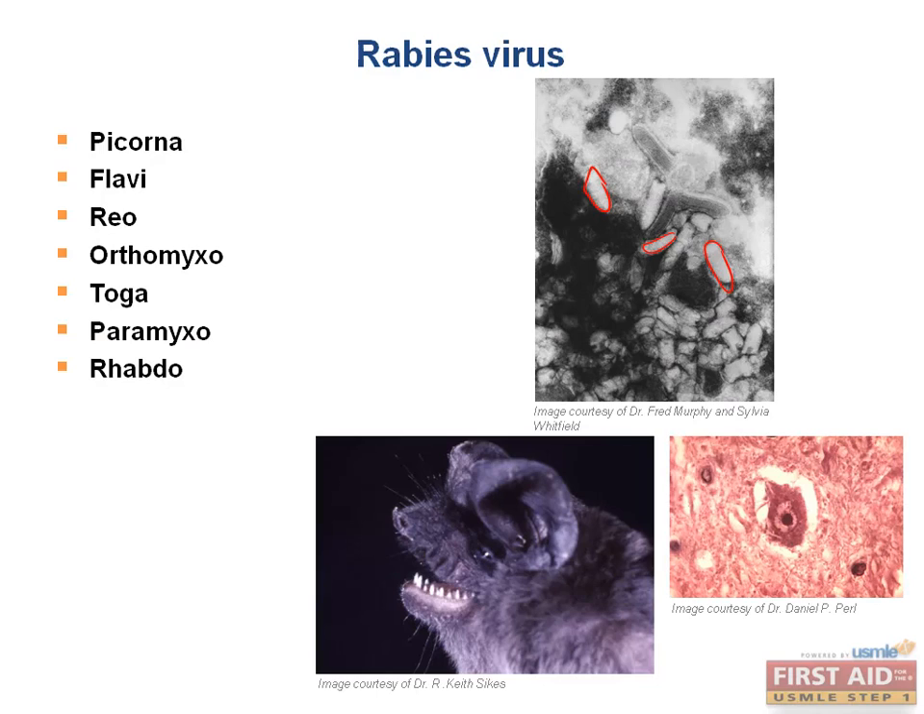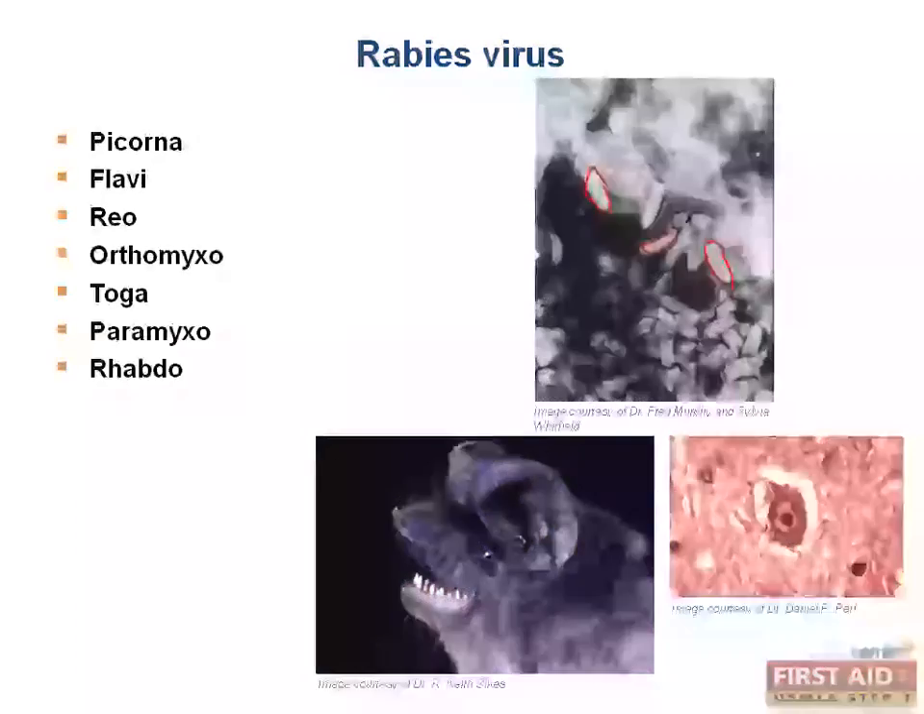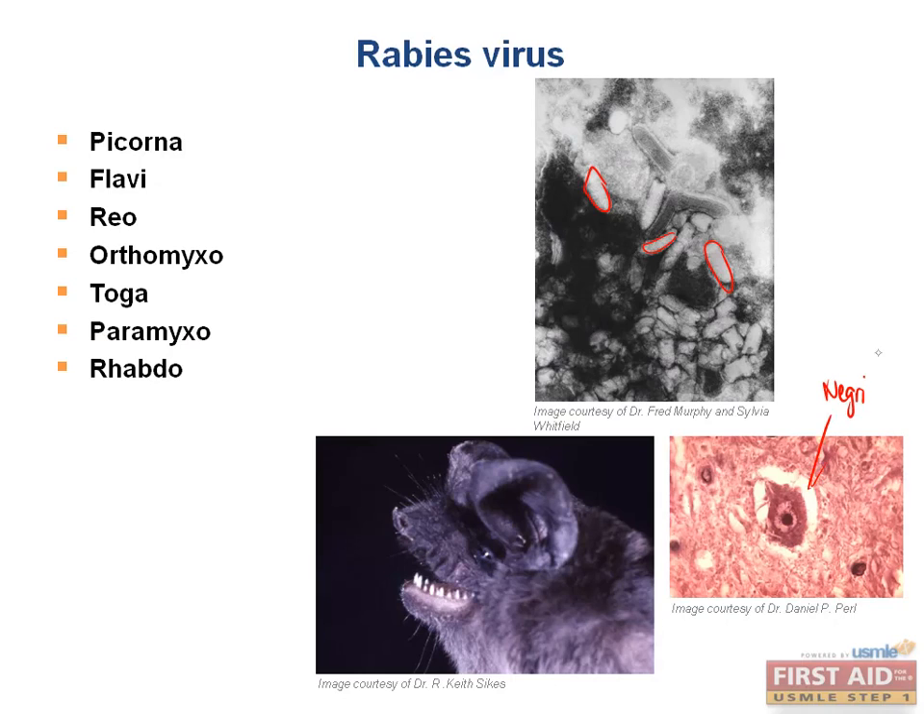Laboratory diagnosis is by fluorescent antibody staining of tissue from the nape of the neck, or by PCR of spinal fluids. Negri bodies or cytoplasmic inclusions in affected neurons are the hallmark diagnostic finding. You can see them in this image. They are usually found in the Purkinje neurons of the cerebellum.